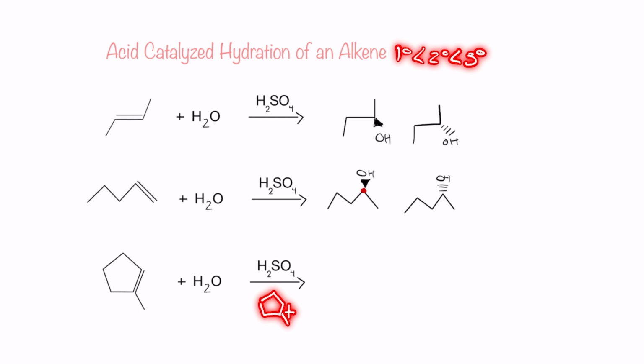So when this water group comes in, it's going to come and attack that more substituted carbon carbocation. And that's why our product is going to have the alcohol group attaching to the more substituted carbon of that double bond, hence forming our Markovnikov product. We're going to add the alcohol group to the more substituted carbon over here.